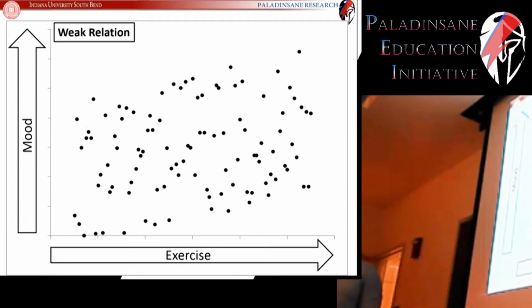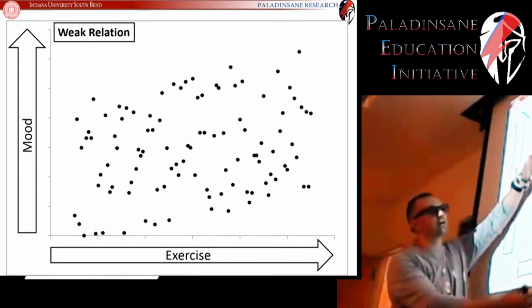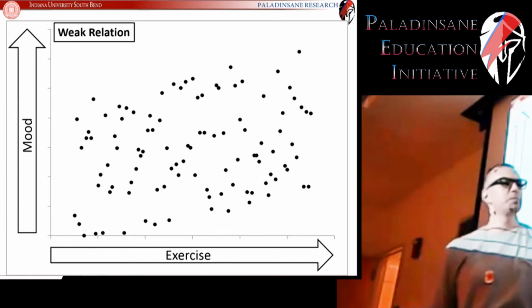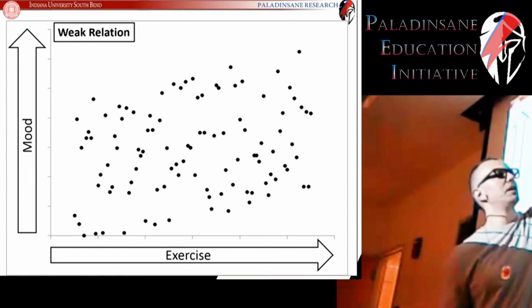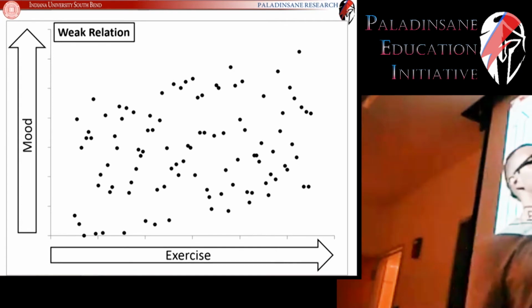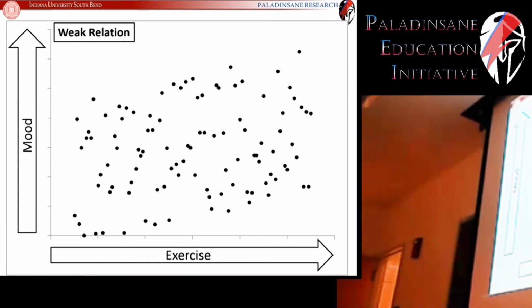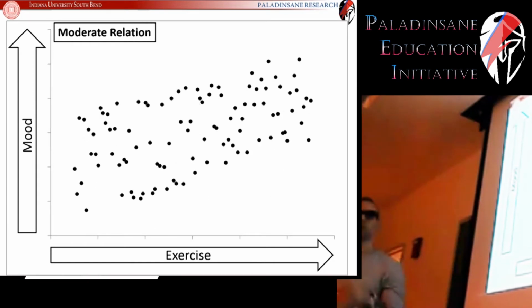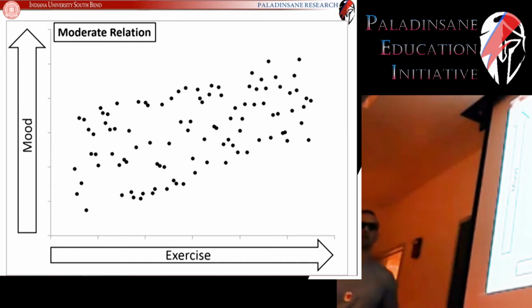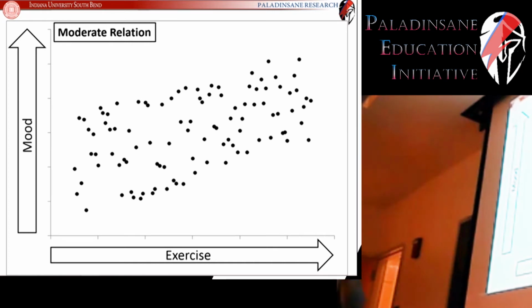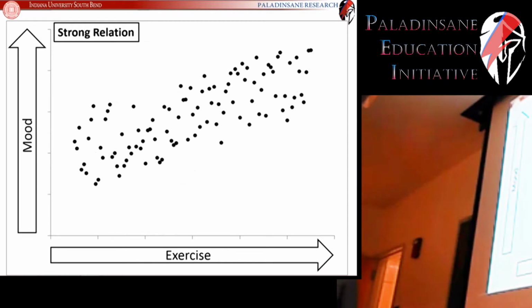That would be a no relationship relation. This would be a weak relation. You can see that it's still pretty spread out, but now it's tilted, where knowing how much a person exercises tells you a little bit about what their mood is. It's going to elevate their mood a little bit, not a lot. Weak relation. And as those points get tighter, then you get stronger and stronger relations. So this would be a moderate relation. You can see the cloud of points are getting tighter. This would be a strong relation. Cloud of points are getting even tighter.